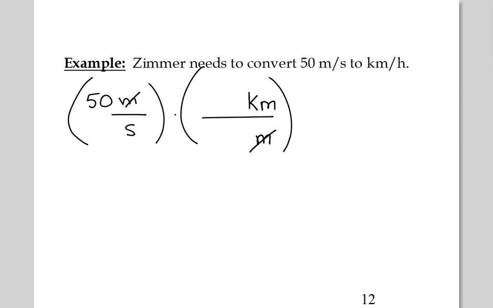Now I just need the relationship between meter and kilometer. What do we know? How many jumps? 3 jumps. Which one's larger? The kilometer. So in 1 kilometer, you would have 10 to the 3 meters. Or in other words, you would have 1,000.